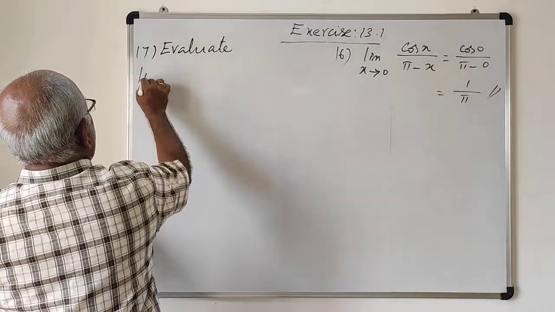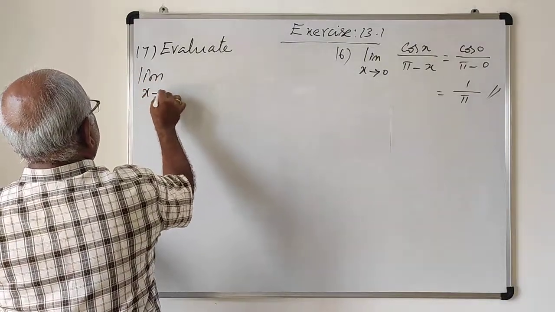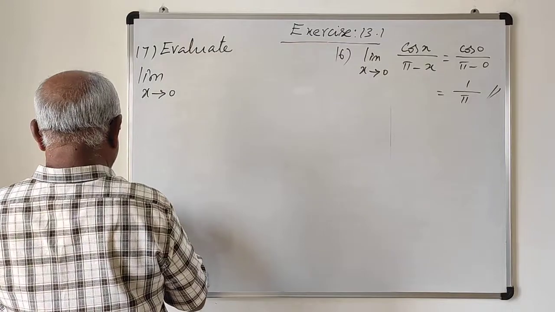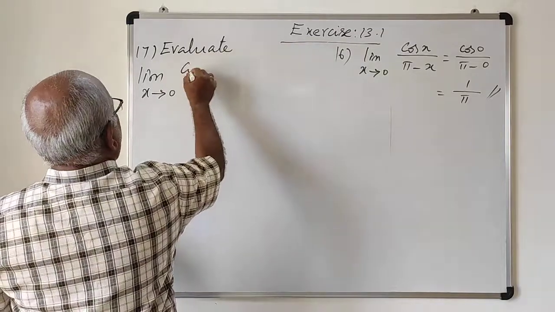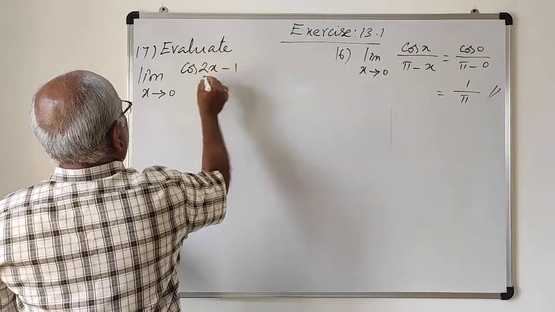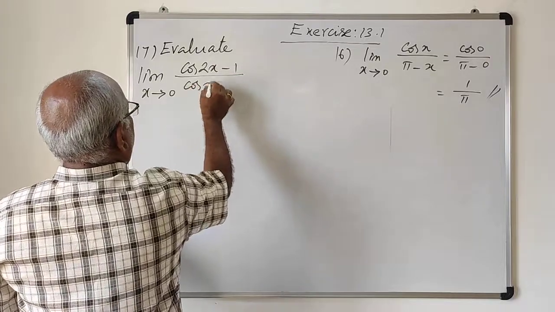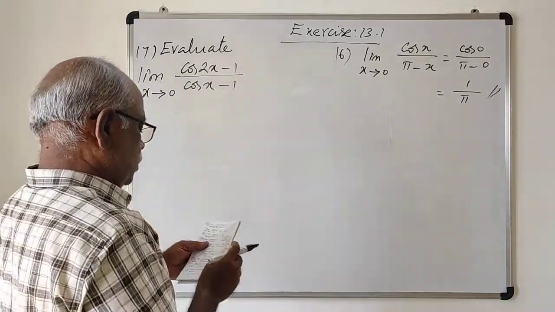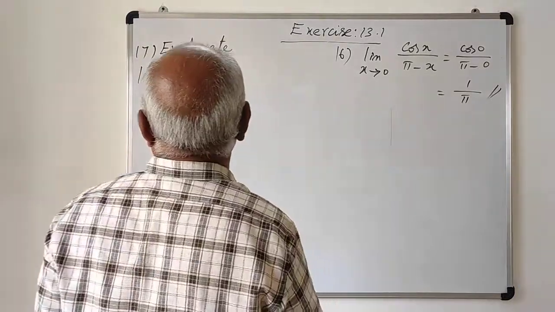Limit x tends to 0, (cos 2x minus 1) by (cos x minus 1). That is problem 17.